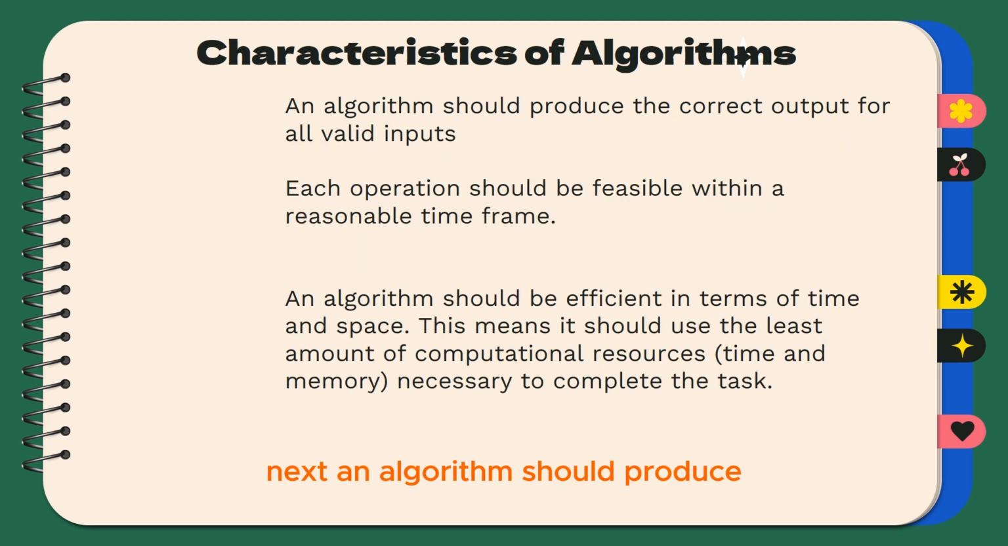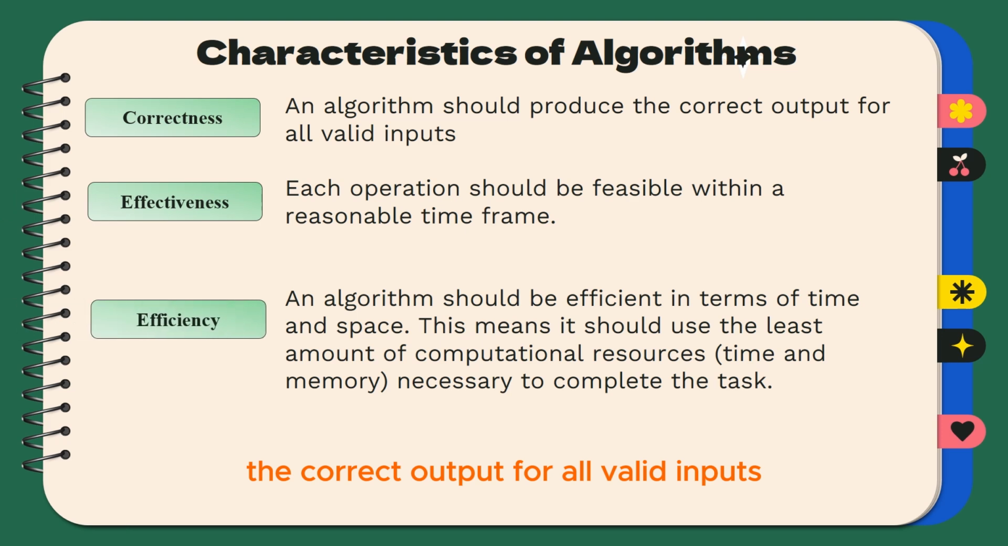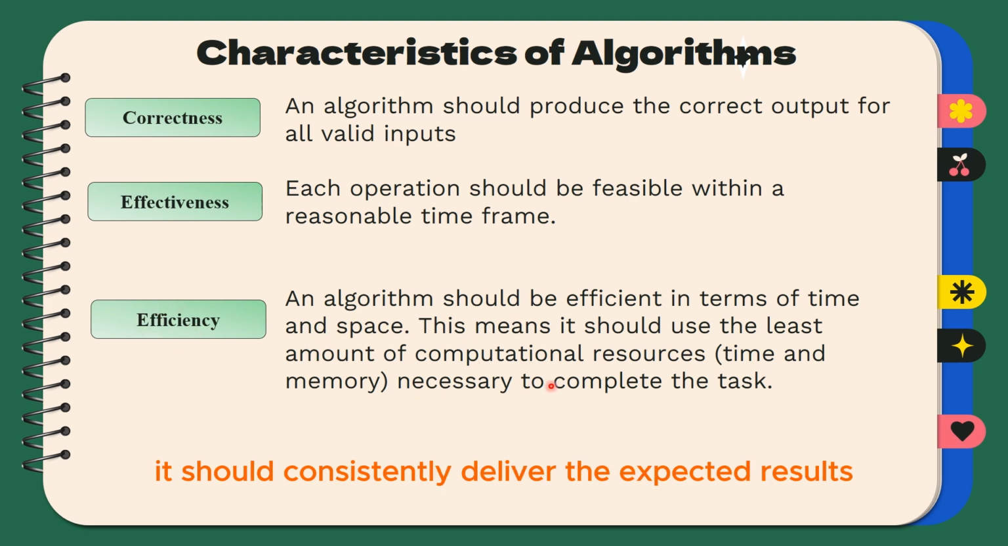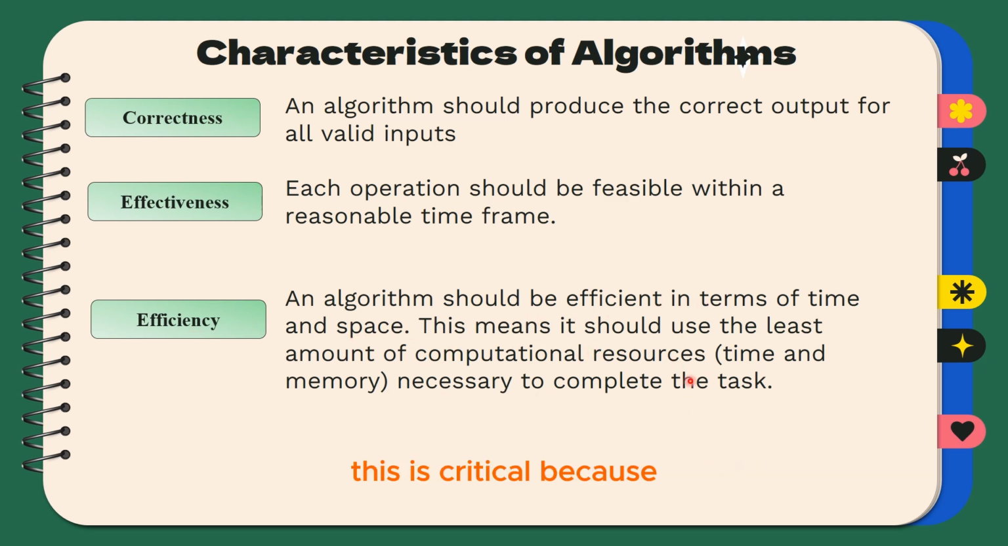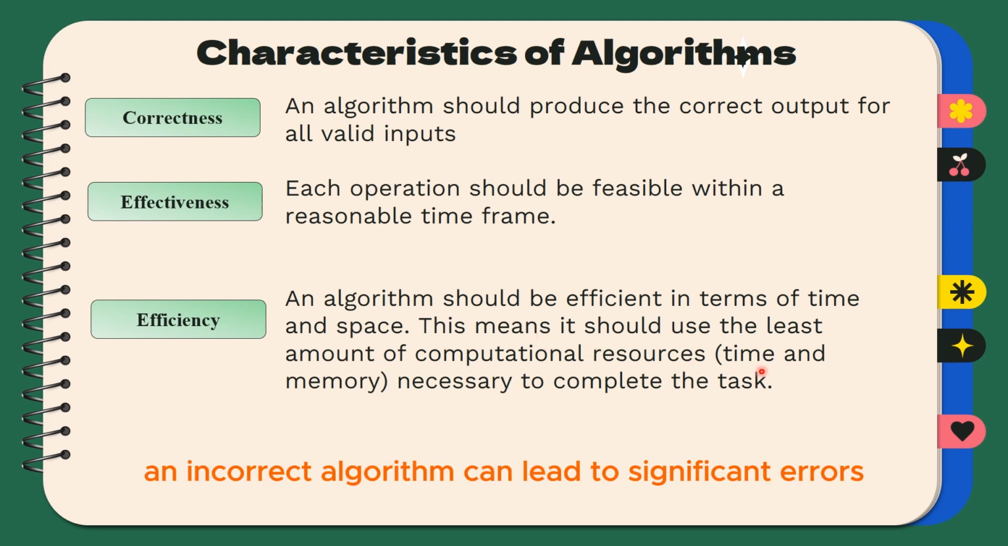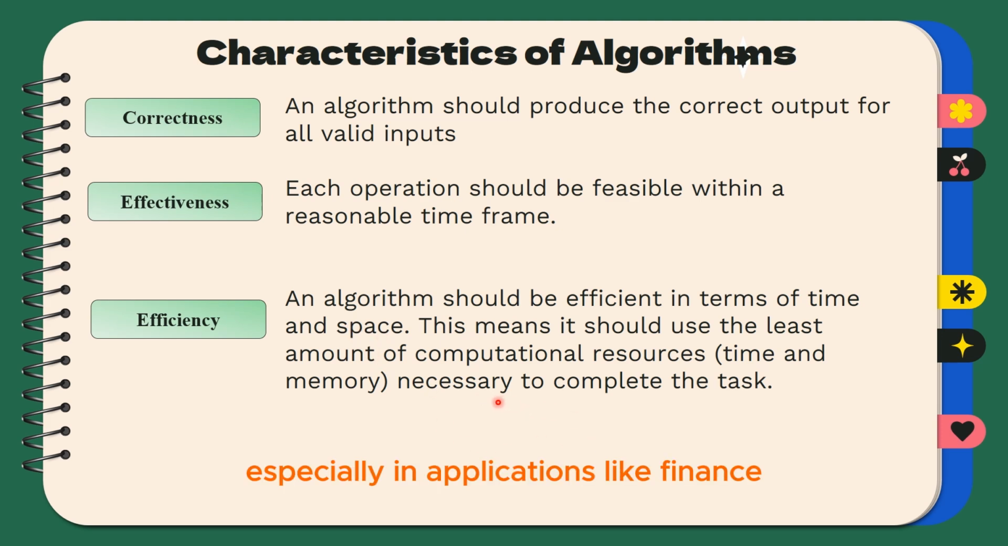Next, an algorithm should produce the correct output for all valid inputs. This means that when you provide an algorithm with acceptable data, it should consistently deliver the expected results. This property is known as correctness. This is critical because it ensures reliability in an algorithm's performance. An incorrect algorithm can lead to significant errors, especially in applications like finance, healthcare, and any field where accurate data processing is essential.